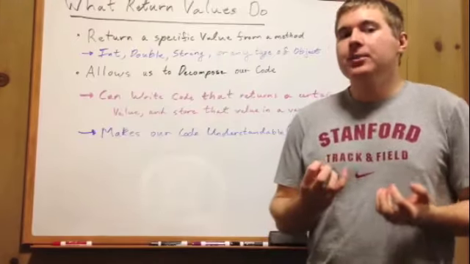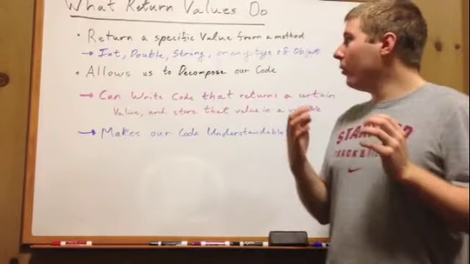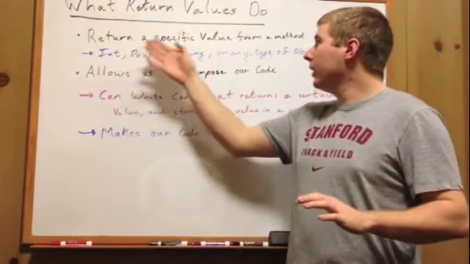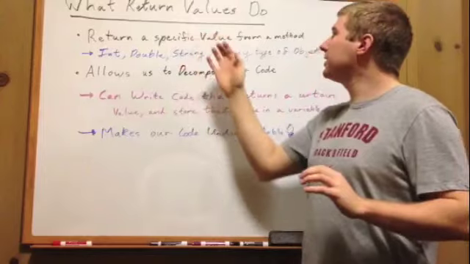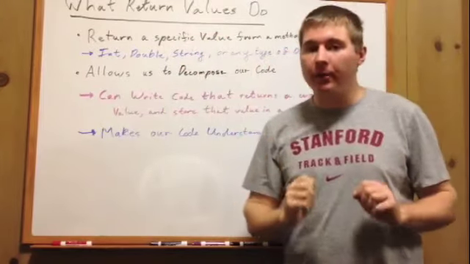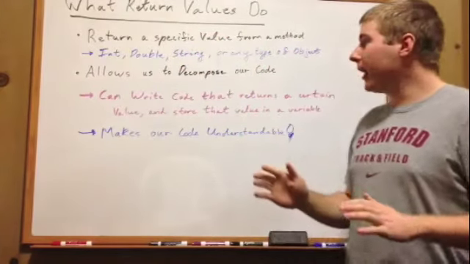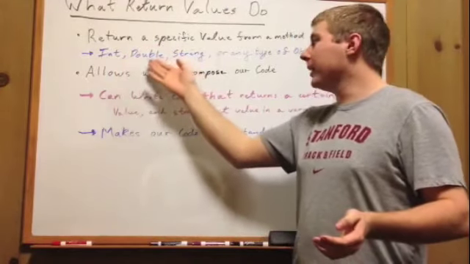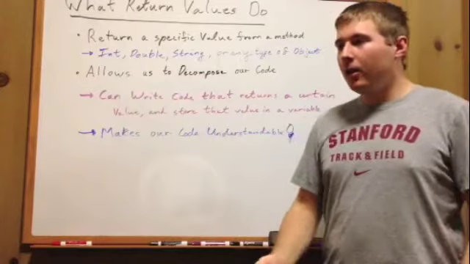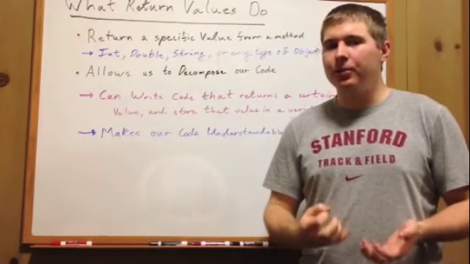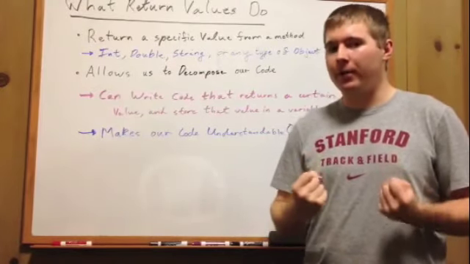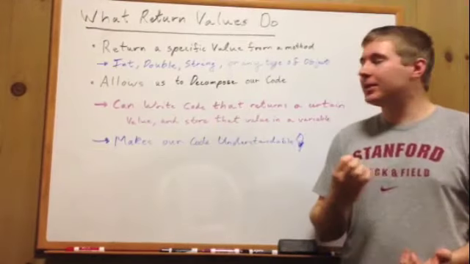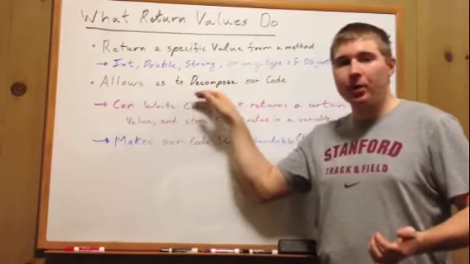So what exactly do return values do? Well, what return values do is allow us to return a specific value from a method. And this value can be basically anything. It could be an integer, it could be a double, it could be a string, or any other type of object that you specify, that you want from that method. So what this allows us to do is decompose our code.